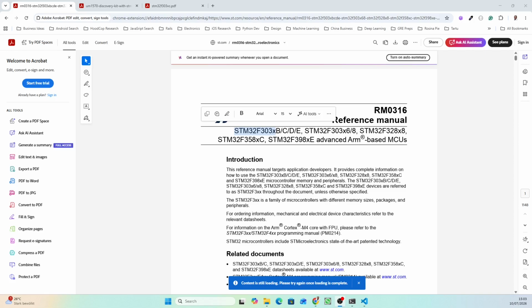One of the challenges I faced when I was getting started was, okay, what's a data sheet? What's a reference manual? What's a user manual? When do I visit any of these? What can I find in them?